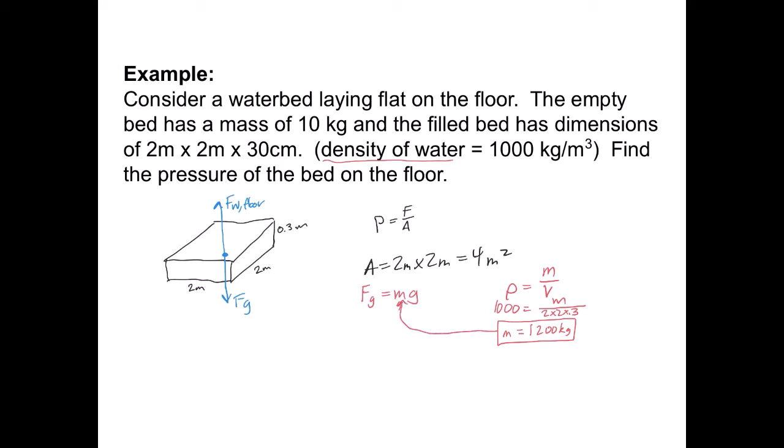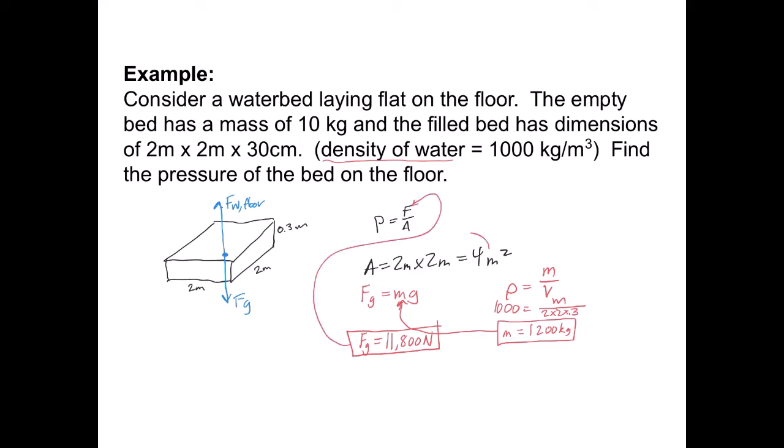Now that I have the mass, I can go ahead and put that into my force of gravity equation. I'm going to multiply that by 9.81, and I get about 11,800. It's slightly different, but at this point, I'm not going to worry about more than 3 sig figs. So 11,800 newtons.